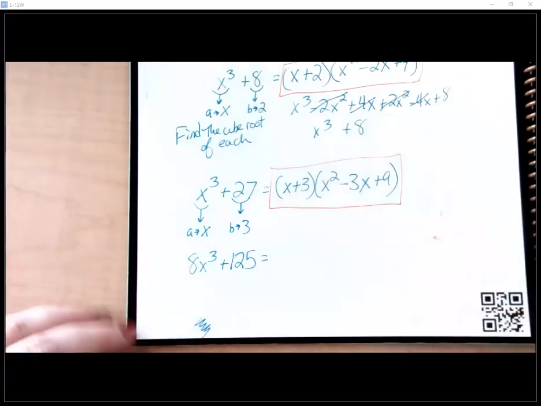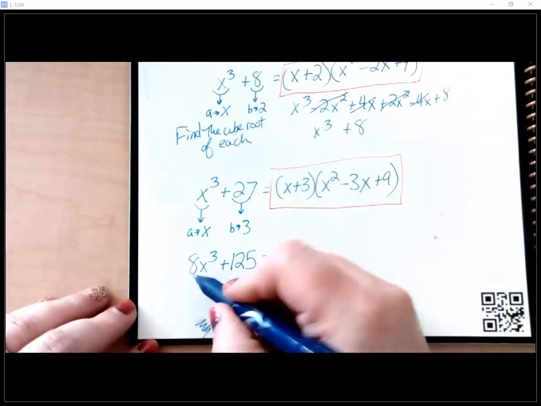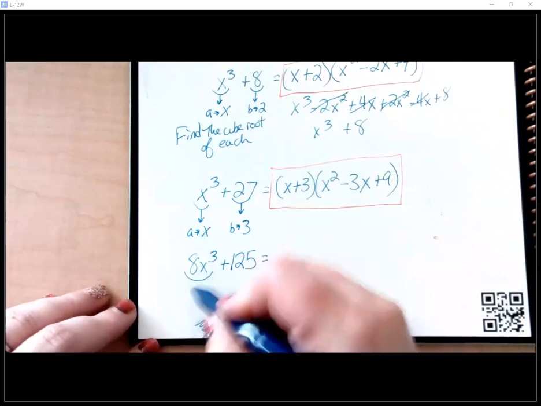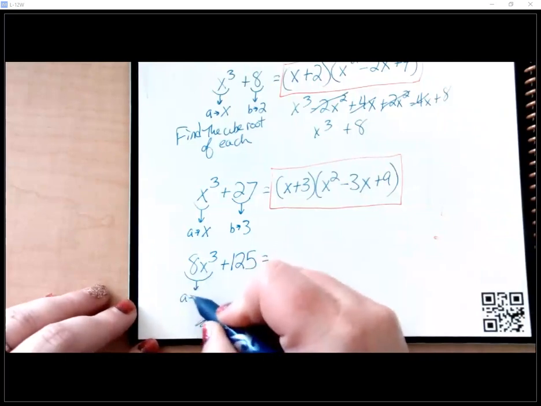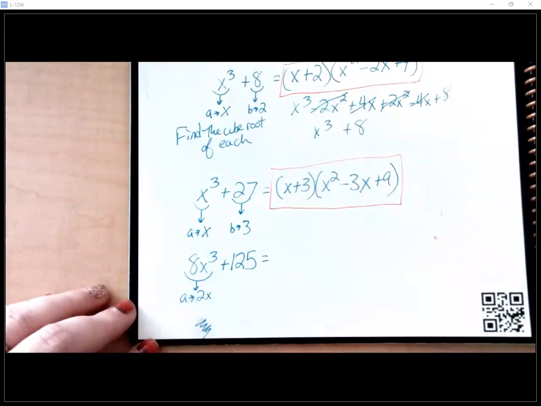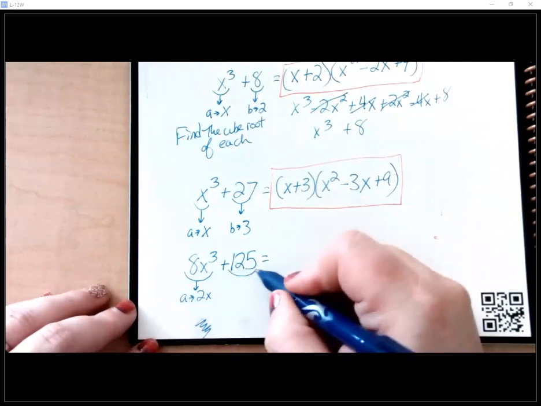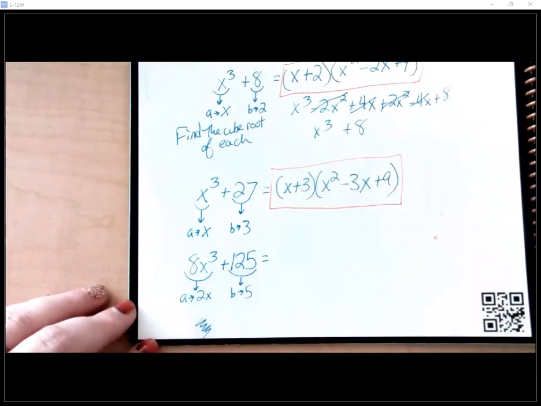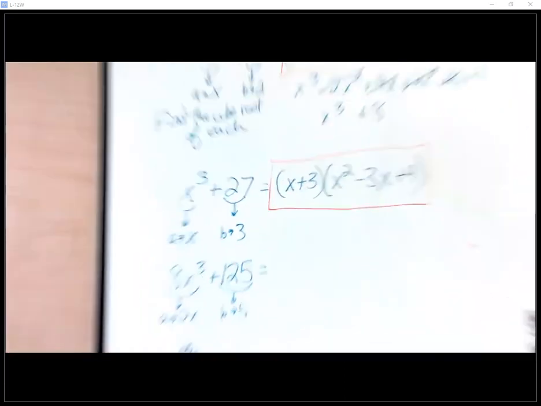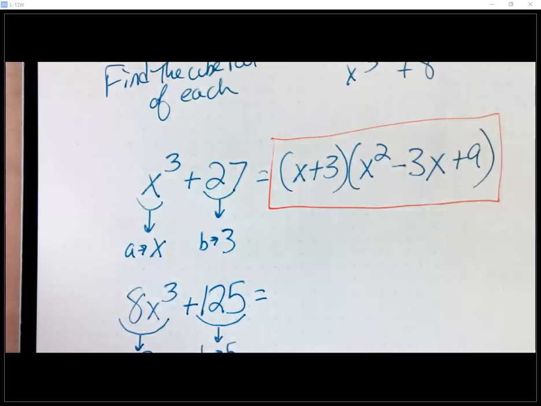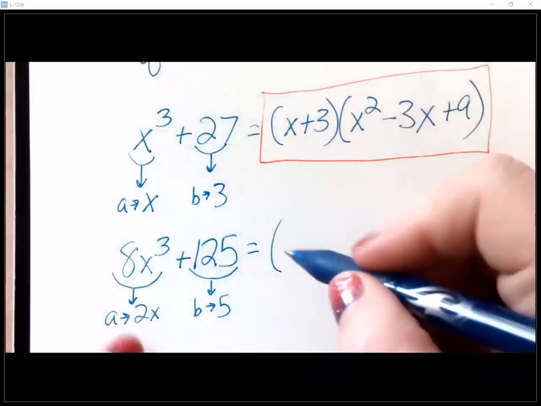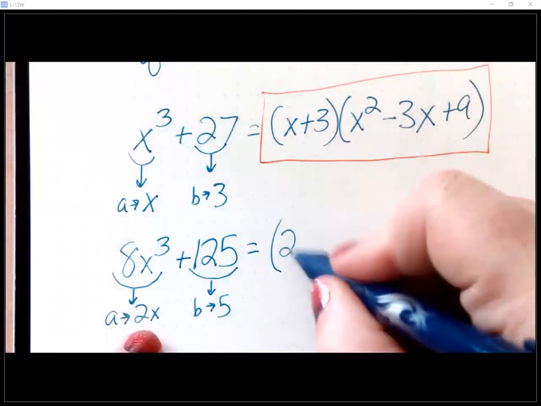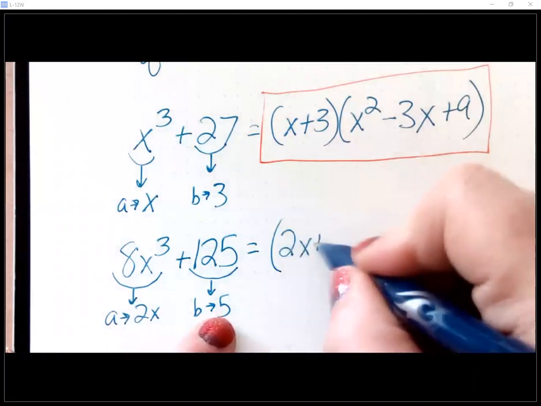All right, so what is the cube root of 8x cubed? 2x. So that's what I'm going to pop in for A. What's the cube root of 125? 5. So that goes in for B. All right, so let me zoom in a little bit. And then according to my formula, the first chunk is just A plus B. So that first chunk is just going to look like 2x plus 5. Is that okay for everybody?